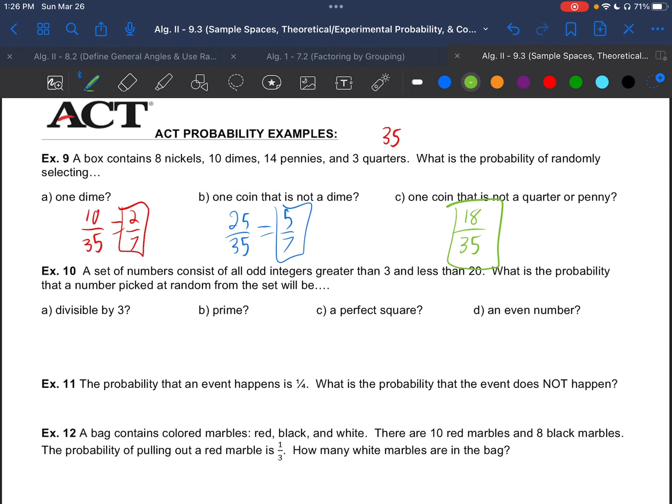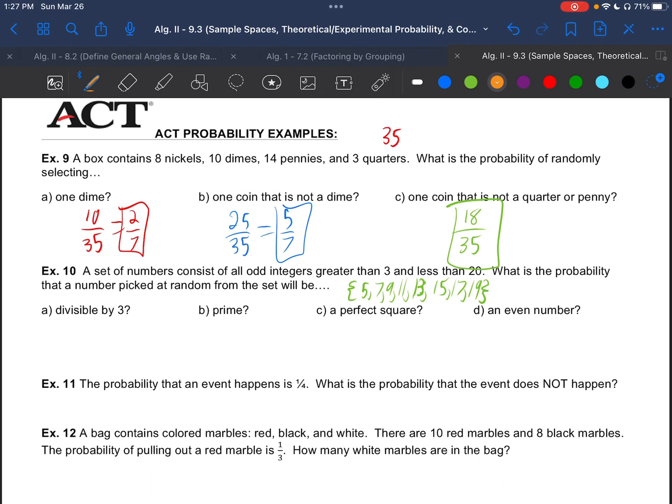All right, a set of numbers consists of all odd integers greater than 3 and less than 20. What's the probability that a number picked at random from the set will be? So let's first of all figure out the sample space here. So the odd integers greater than 3 and less than 20. So you're talking about 5, 7, 9, 11, 13, 15, 17, and 19. Because we can't include 3 because it has to be greater than 3, and can't include 20 because not only does it have to be less, but 20 is not odd. And integers just means that it's a non-decimal or a fraction.